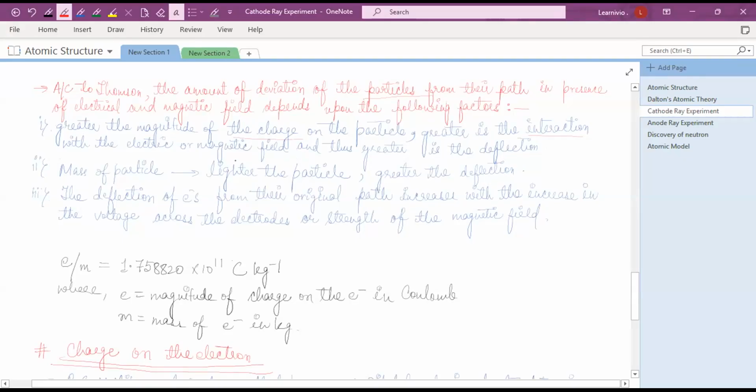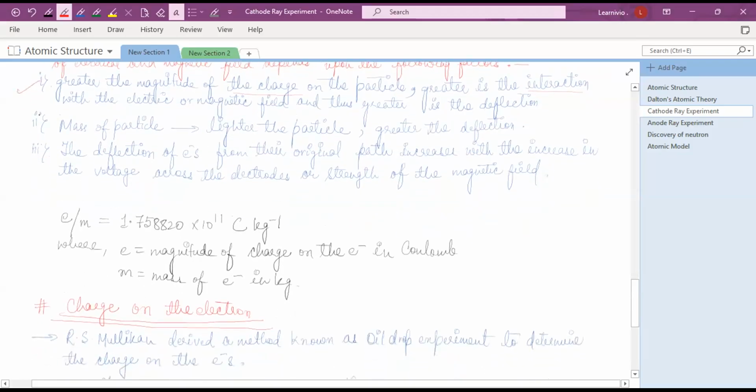The greater the magnitude of the charge, the greater the interaction of that particle with the electrical and magnetic field, right? And the greater the interaction with the magnetic and electric field, the greater the deflection, right? It will deflect with a larger angle. So just remember that. Greater the magnitude of the charge, greater the interaction between electrical and magnetic field, right? And greater will be the deflection. Clear?